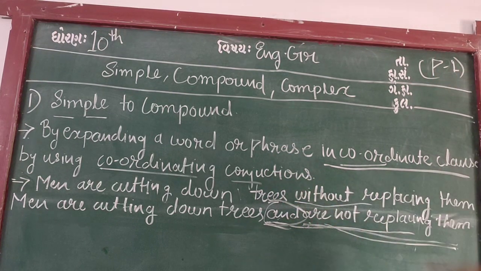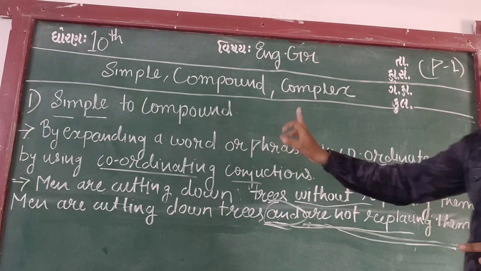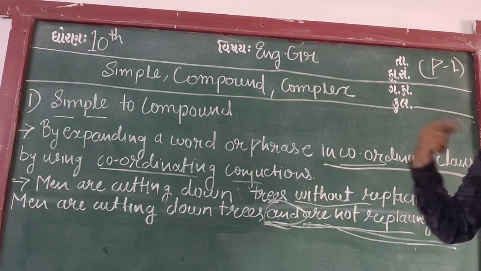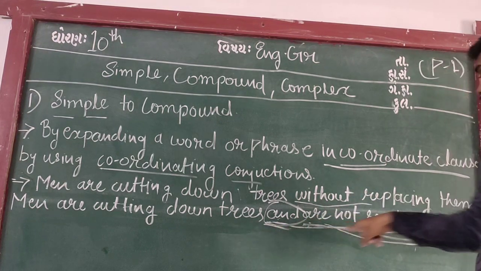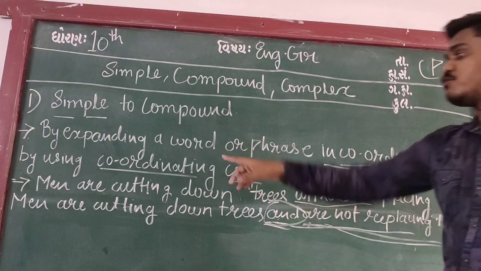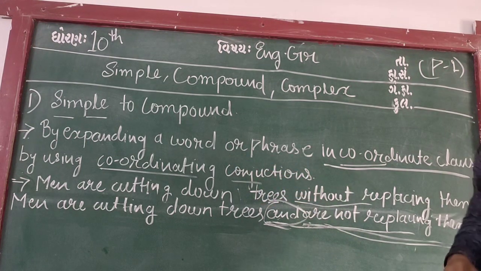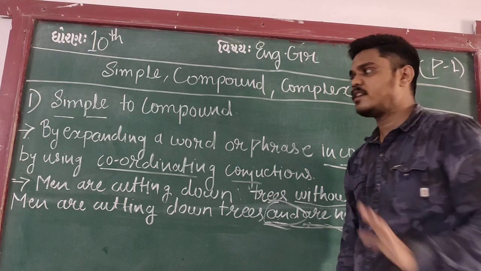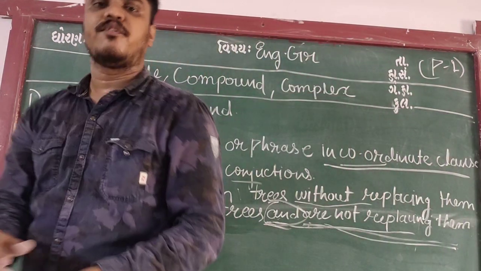So it was first simple to compound. By expanding a phrase, I have expanded "without replacing them" into "and are not replacing them," a coordinate clause, by using coordinate conjunctions. Okay, the simple formula is expanding a word. Now we'll go for the second one.